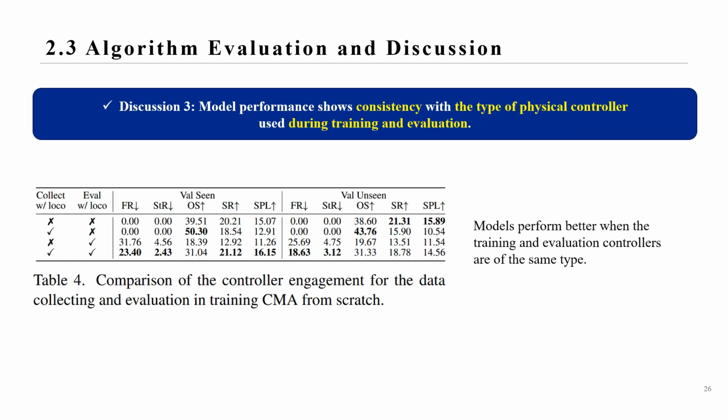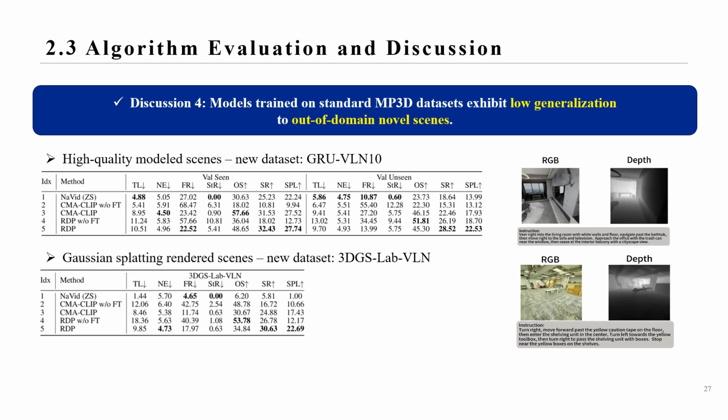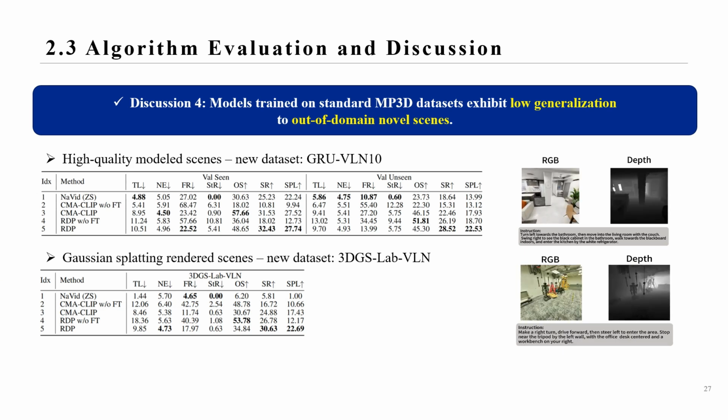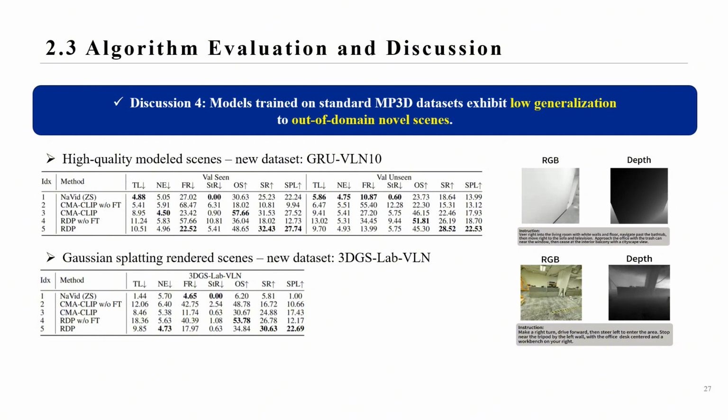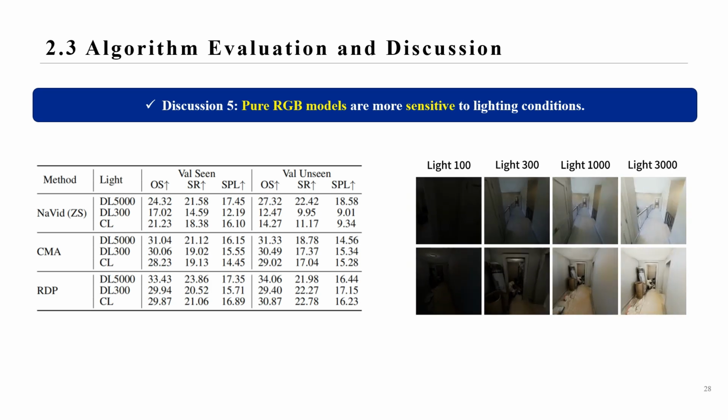Model performance is closely related to the type of physical controller used during training and evaluation. Matching controller types improves performance, emphasizing the importance of controller consistency. Models trained on standard MP3D datasets generalize poorly to out-of-domain scenes. To address this, we introduced two new datasets, GRU-VLN10, high-quality modeled scenes, and 3DGS-Lab-VLN, Gaussian splatting rendered scenes, improving generalization. Focusing on lighting sensitivity, we find that pure RGB models are more affected by varying illumination.